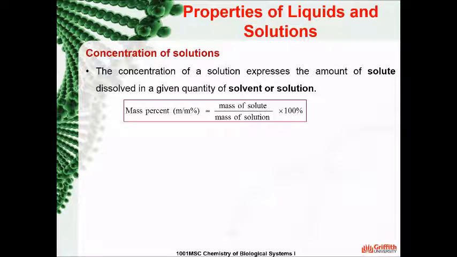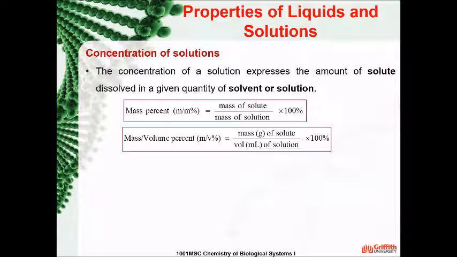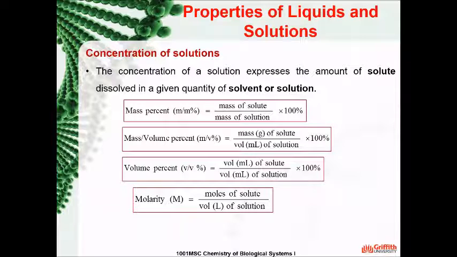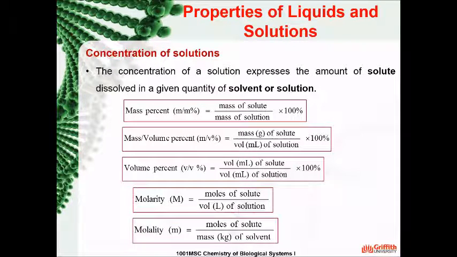Mass over volume percent is equal to the mass in grams of the solute over the volume in milliliters of solution. The volume percent is equal to the volume in milliliters of solute over the volume in milliliters of solution multiplied by 100%. Molarity is equal to moles of solute over the volume in liters of solution. And molality is equal to the moles of solute over the mass in kilograms of solvent.